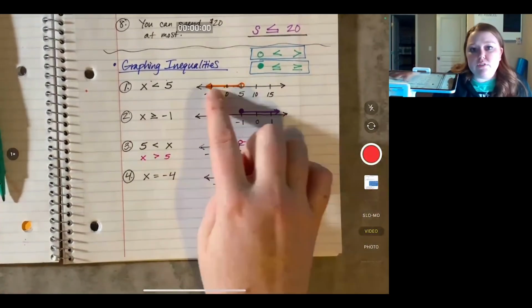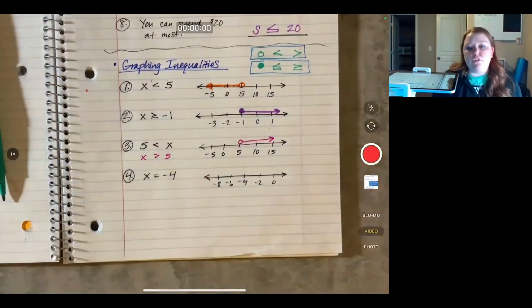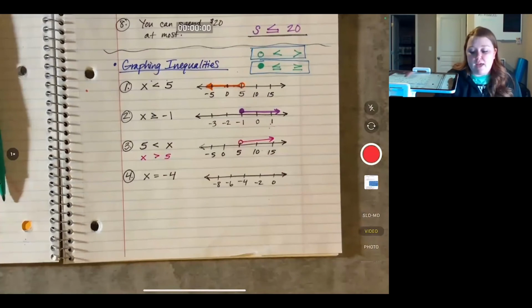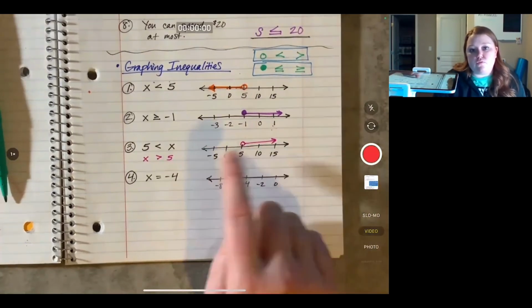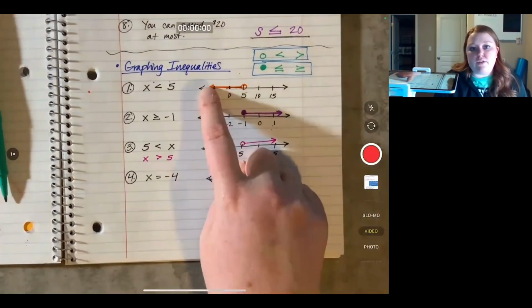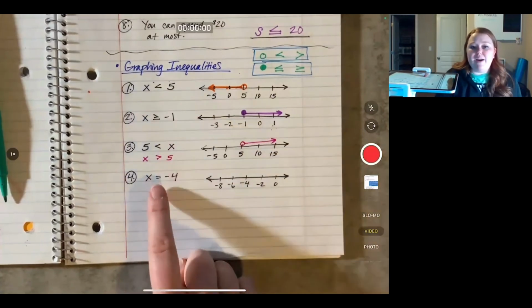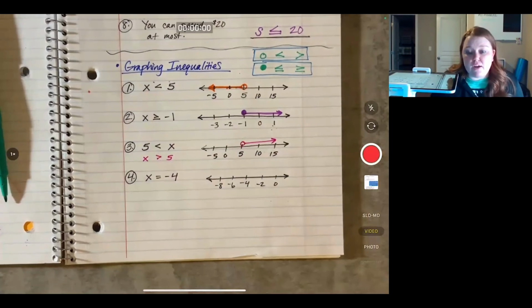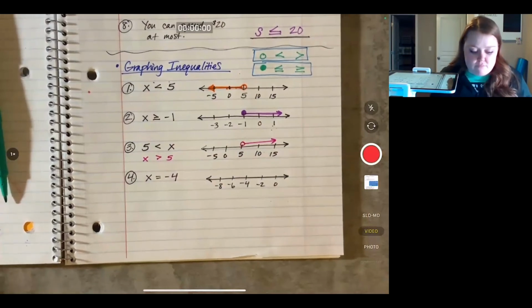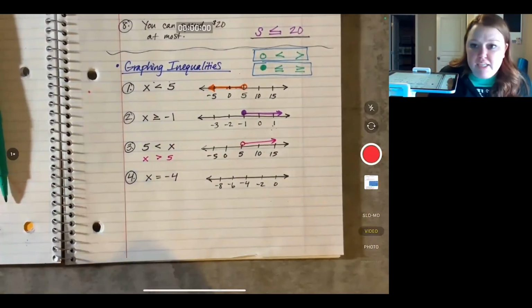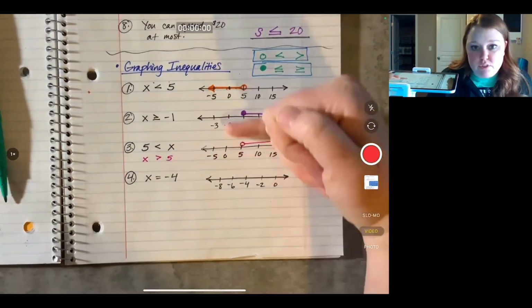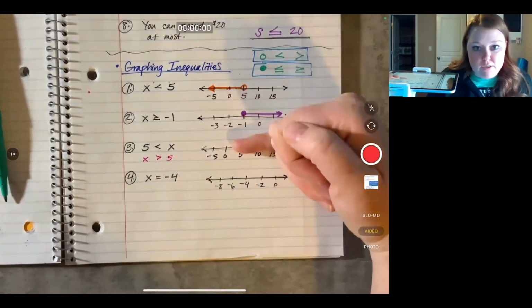Now, in all of these little arrow things, the arrows are pointing to your solution set, to your solution area, whatever you want to call it. So anything in this direction is a solution for this problem. Anything in this direction is a solution for this problem. But that just says equals. X is -4. So if x equals -4, can it be anything else but -4? No, this only has one solution. These have many solutions, okay? Not infinite, but they have many.